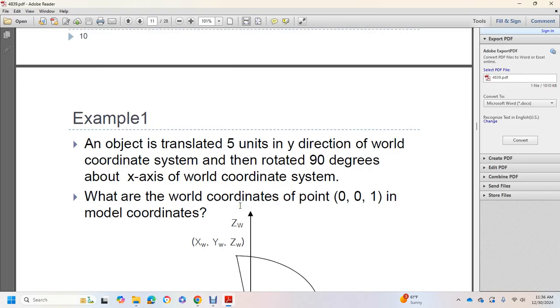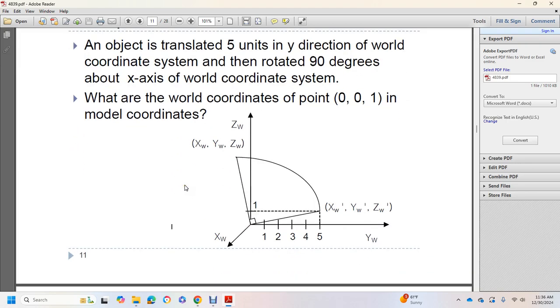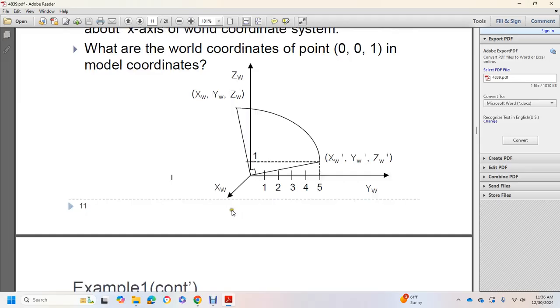Alright, example 1. An object is translated 5 units in the y direction of the world coordinates, then rotated 90 degrees about the x-axis of the world coordinates. What are the world coordinates of point 0, 0, 1 in model coordinates? Once again, it's X, Y, and Z world coordinates, 1, 1, 2, 3, 4, 5, and then a 1.